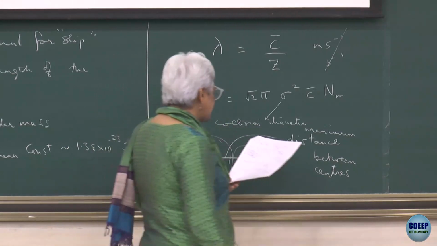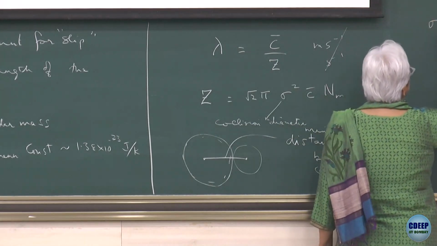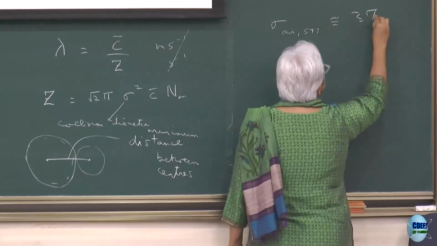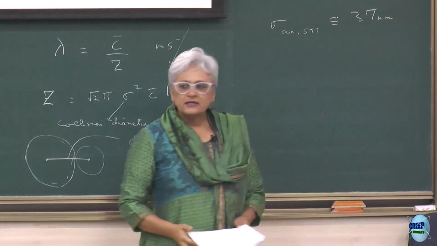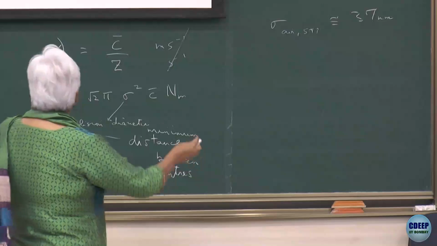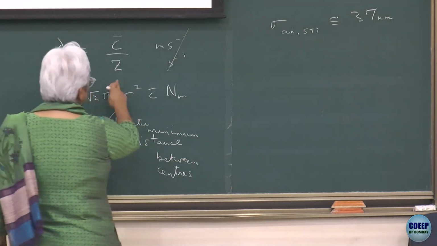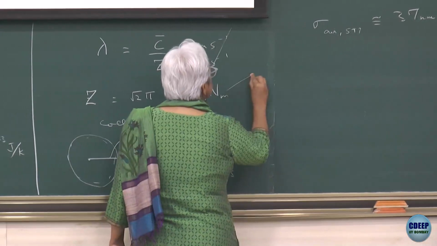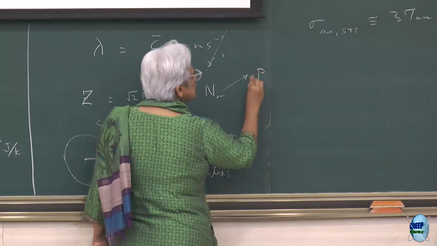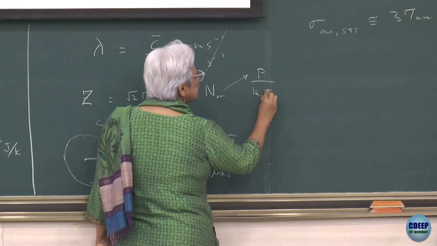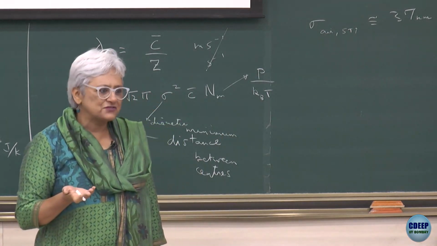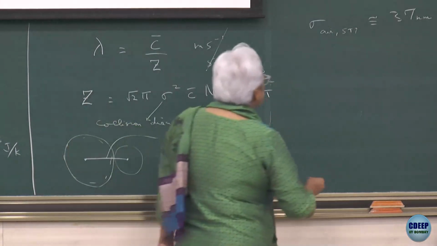And this collision diameter for air at STP is of the order of 37 nanometers. Okay. So, now that we have that, we know that the molecular number concentration is nothing but P by kBT, right, where P is whatever your pressure. If it is standard atmosphere, I'll just write everything down.